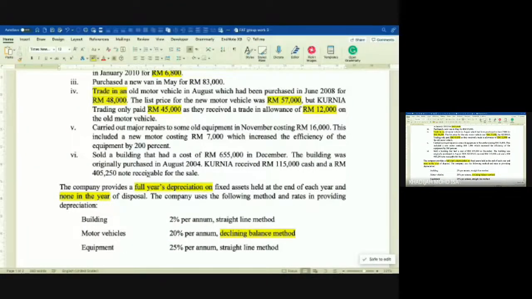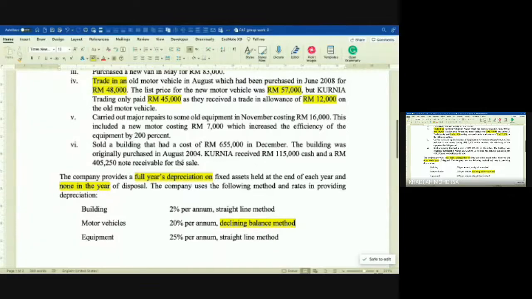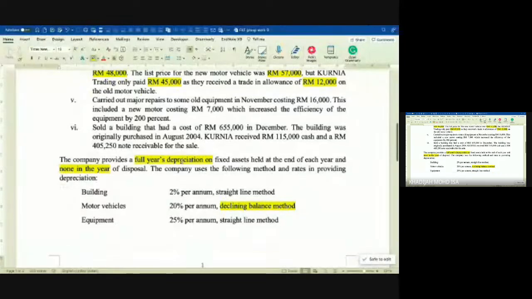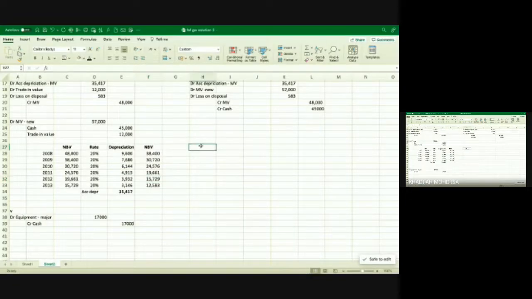Sold a building that cost 655,000 in December. The building was already purchased in 2004. Received cash 115,000 and 405,250 note receivable for the sale. All right, so it means that you dispose of your building. So you have to compute the accumulated depreciation for the building using 2% per annum straight line basis. The building was purchased in 2004.